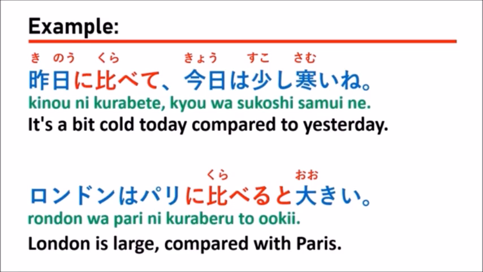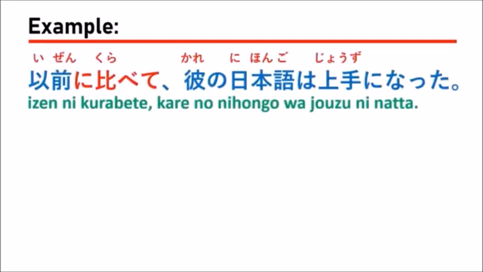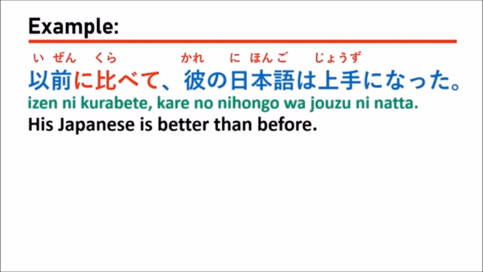But if you just say に比べて, it's the normal usage when you compare with something, like compared to yesterday or compared to last week. You don't need to begin with "if." Next example: 以前に比べて彼の日本語は上手になった。Which means his Japanese is better than before.